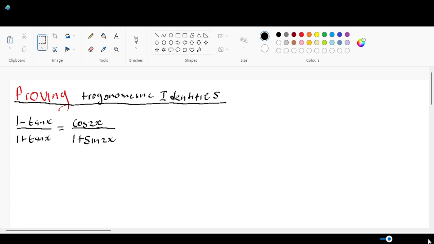But to be honest with you guys, when both sides are complex, just simplify both sides. Now we're gonna start by selecting the left hand side and simplify it, and then we're gonna follow with the right hand side. They should both give us the same answer after simplifying both of them.